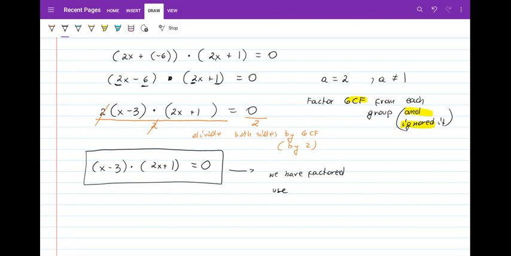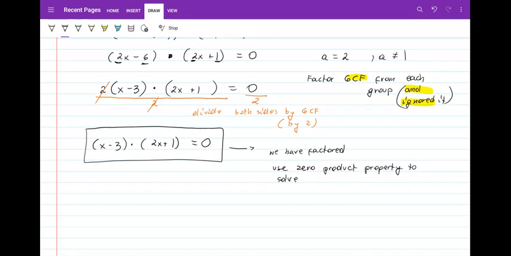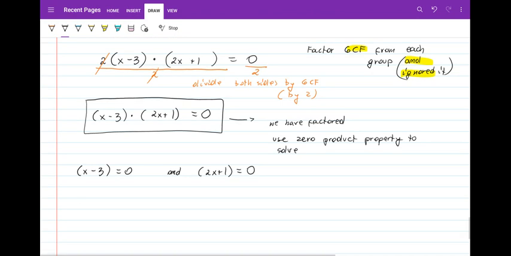And now use the zero product property to solve. Which means you're solving two equations. x minus 3 equals 0. And you're solving the second equation, 2x plus 1 equals 0. And we're getting x equals 3. Here we'll subtract 1 from both sides. So we're getting 2x equals negative 1. Divide both sides by 2. We're getting x equals negative 1/2.